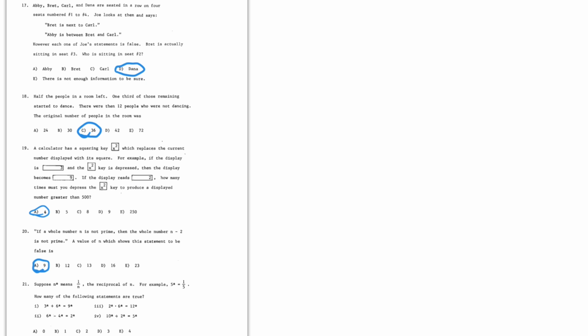Number 21. Suppose n star means 1 over n, the reciprocal of n. For example, 5 star equals 1 over 5. How many of the following statements are true? Statement 1: 3 star plus 6 star equals 9 star. 3 star is 1 over 3 plus 6 star is 1 over 6. Total is 2 plus 1 over 6, that's 3 over 6, that's 1 over 2. So the first statement is not true.